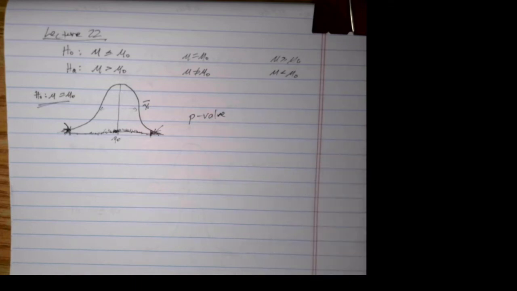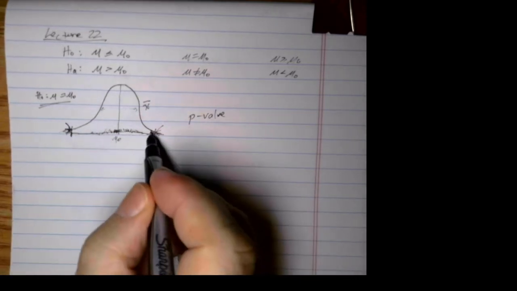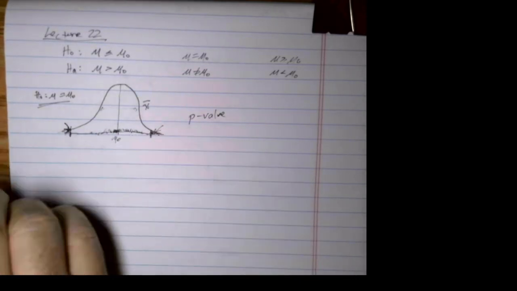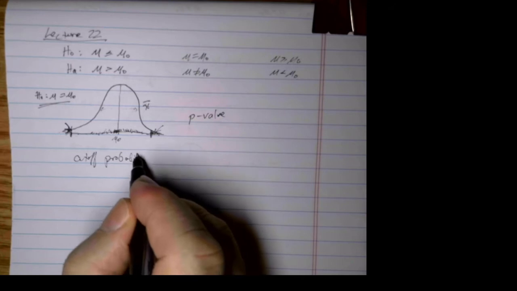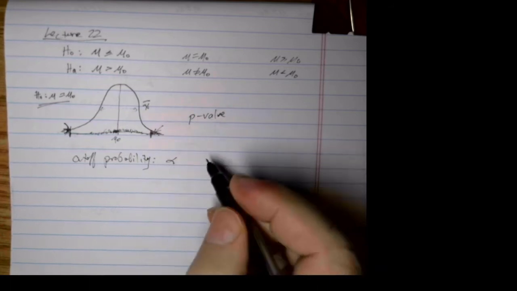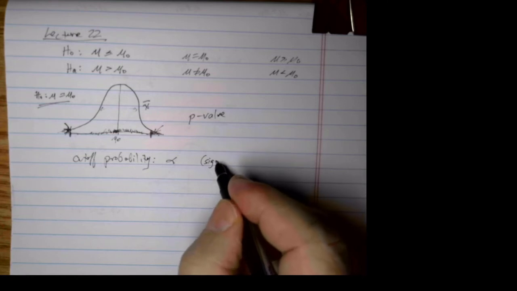What we'll actually do is, we won't set cutoffs on the axis. We'll set a cutoff probability before any of this begins, before we start doing the test, or even collect a sample. We'll set a cutoff probability called alpha, and the name of this is the significance level.